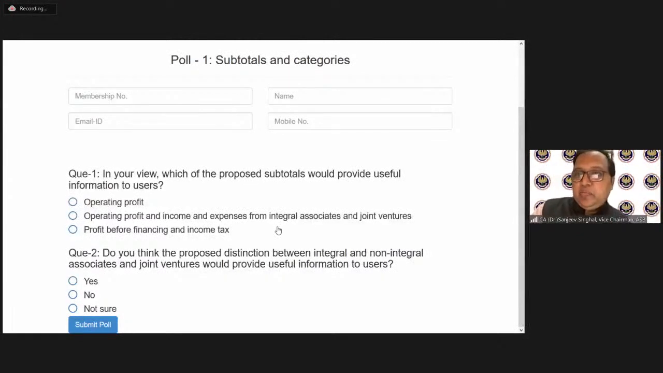And do you think the proposed distinction between integral and non-integral will help? Majority answer was yes. So when Sue was saying that people have said that whether it will be useful or not, but here in India, people are saying it will be useful, probably also because of the fact that in accounting standard 11 in local GAAP, we have the concept of integral and non-integral. So thank you very much.